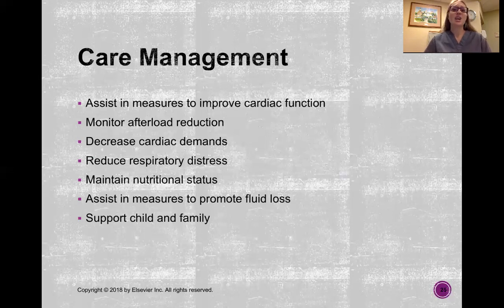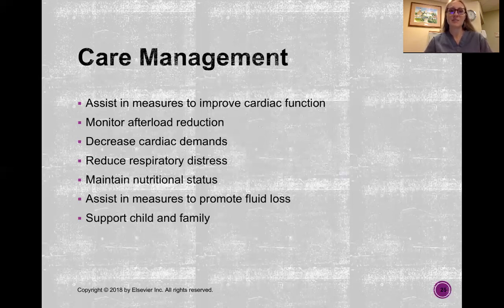We want to maintain a great nutritional status for these kiddos because they need all of those vitamins and minerals, and we use measures to promote fluid loss. So make sure that we're measuring I's and O's. And again, the diuretics are going to be helpful there, but we want to keep an eye on it because, again, kids are little, so we don't want them to lose too much fluid. Even though they're accumulating it, we need to make sure that it's within the range that's appropriate for them based on their size.